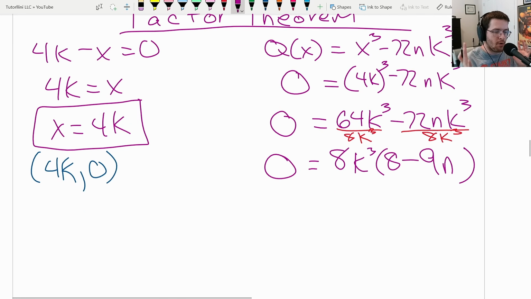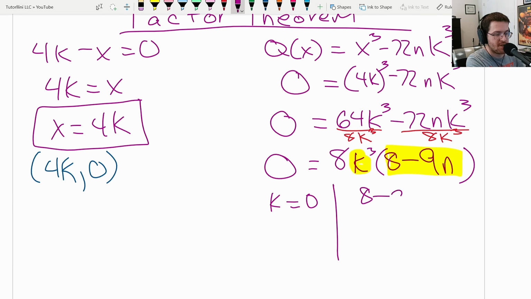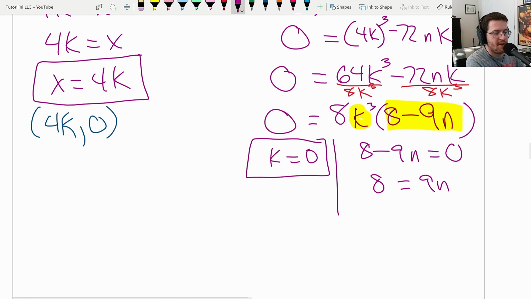So I've got three core factor bases that I'm going to use the zero product property on. Well, 8 is just 8, so there's no way that can be 0, right? So we've got k. Doesn't matter that it's cubed. 0 cubed is still 0, right? So k, and we've got 8 minus 9n. So either k equals 0 or 8 minus 9n equals 0. For this one, if I add 9n to both sides, I get 8 equals 9n. And then I divide both sides by 9, and I get n is equal to 8 over 9.